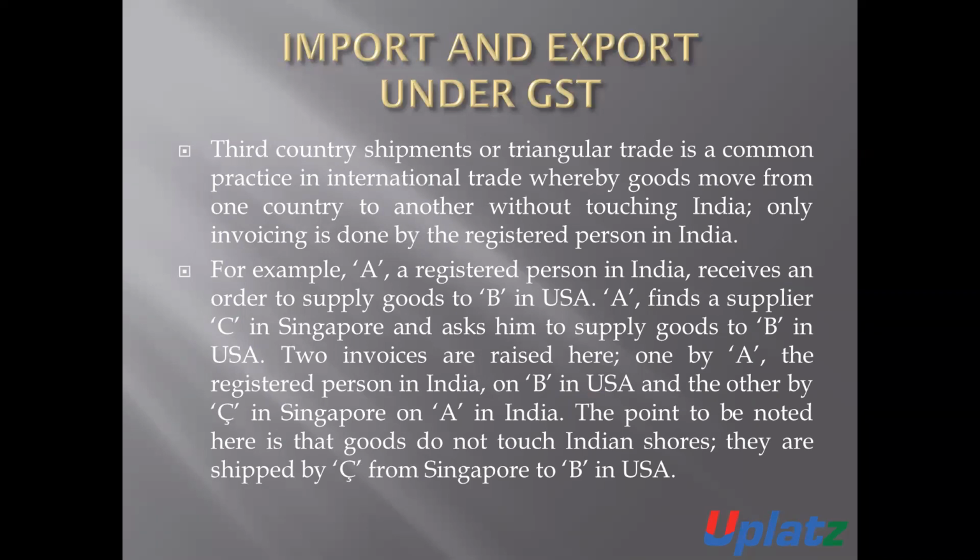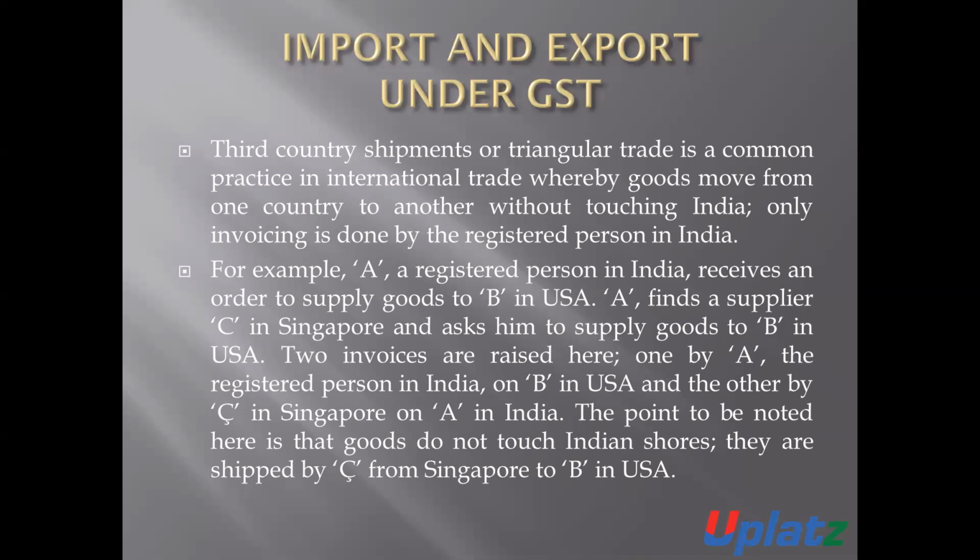In the case of third country shipment, the goods move from one country to another country without touching India. Only invoicing is done by the registered person in India, but such goods transfer from one country to another without touching India. We will discuss it by way of an example. A is a registered person in India. He receives an order to supply goods to B in the US.